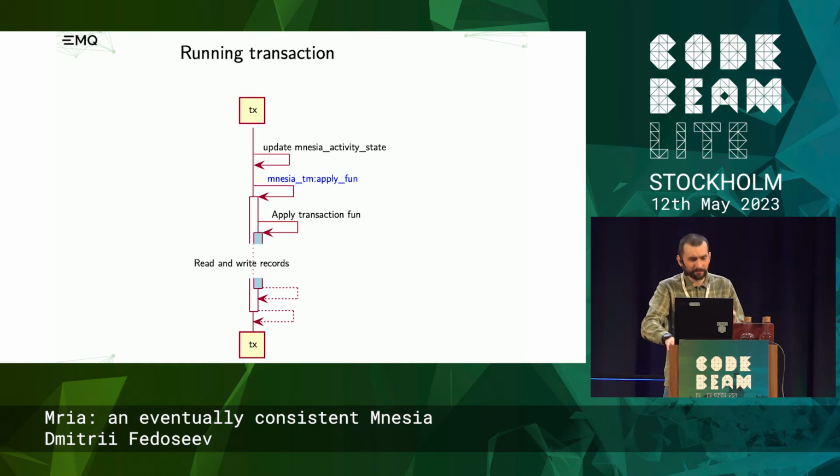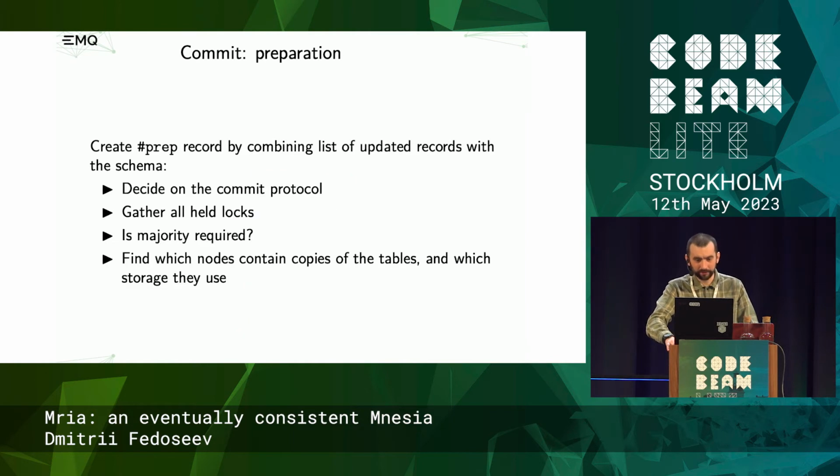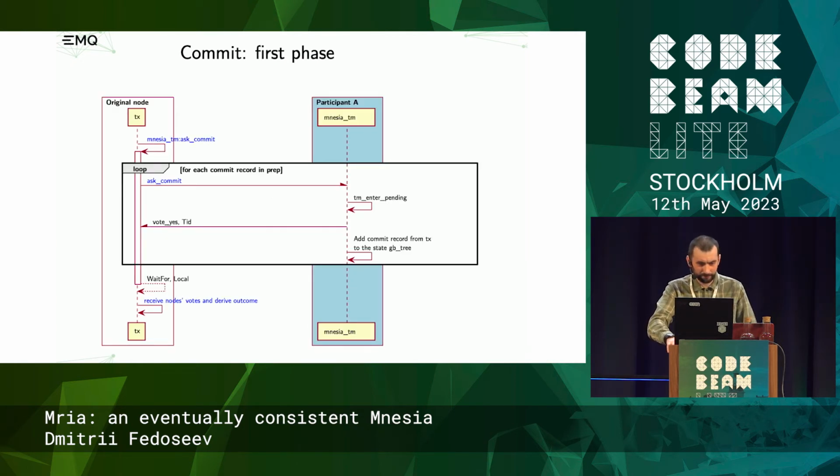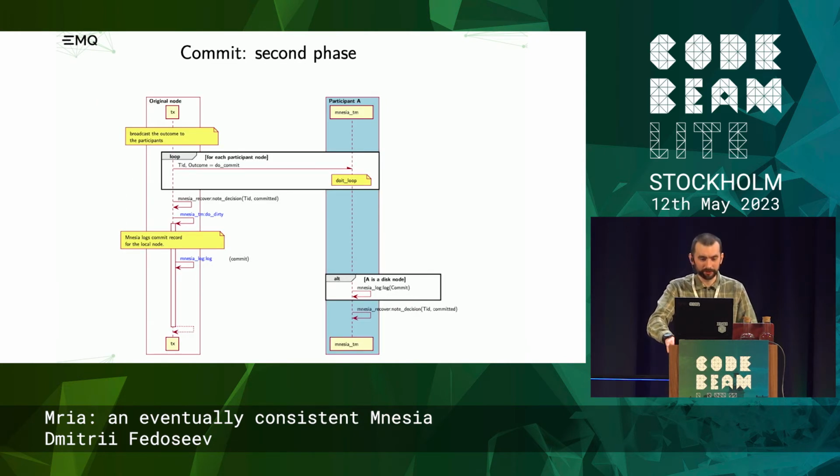But once the transaction fun successfully completes, we move on to commit preparation phase. In this phase, Mnesia looks up schema to find all remote replicas of the tables which should be updated. It decides which commit protocol to use, one of 4, and proceeds to the first stage of commit. In this stage, commit records are sent to Mnesia TM process on all participant nodes. Participant nodes then vote whether they decide to commit the transaction or not. And then they send their votes back to transaction process.